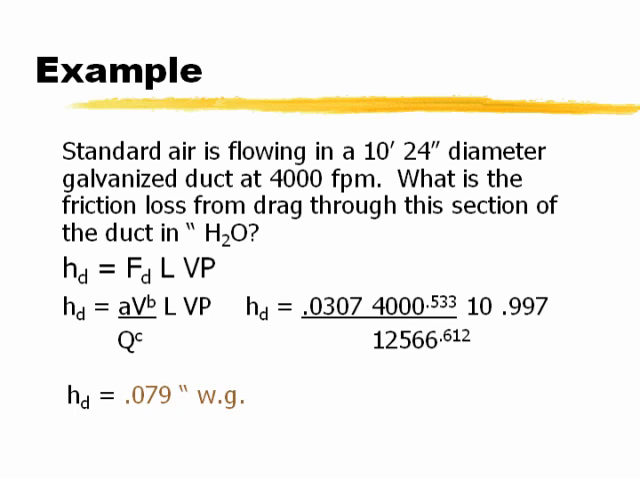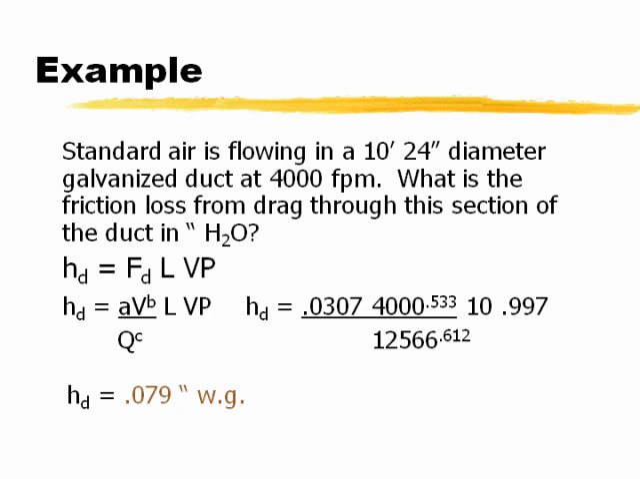We'll use an example here. We have a 10-foot, 24-inch diameter galvanized ductwork. Air is flowing through at 4,000 feet per minute. What is the friction loss from drag through this section? Well, we know our friction loss formula, but we have to calculate F based on our constants that we get from Table 3.2. So since it's galvanized, we use the galvanized metal constants, and we have A, 0.0307, multiplied by our velocity to the B power, which is 0.533, divided by Q.